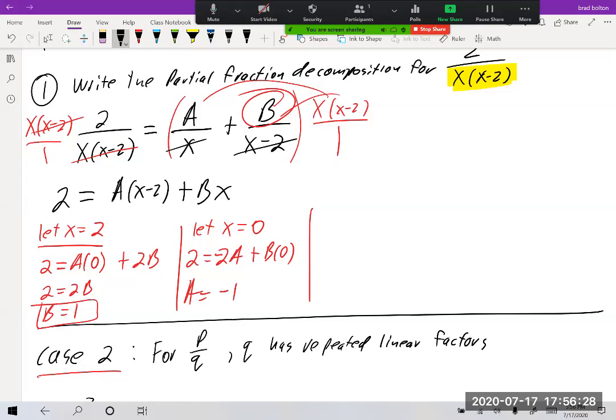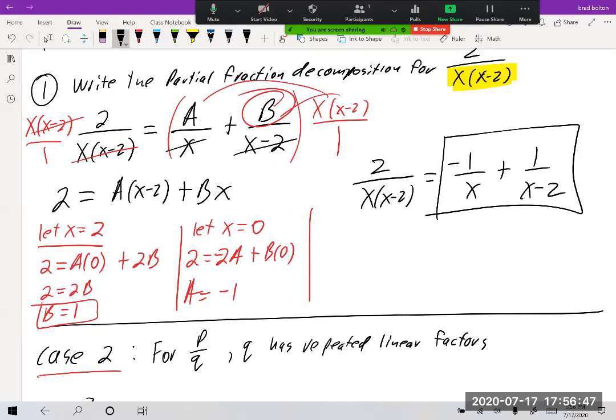Okay, so now I can come over here and say that 2 over x times x minus 2 is the same as -1 over x plus 1 over x minus 2. And this would be my partial fraction decomposition. That's all you do.